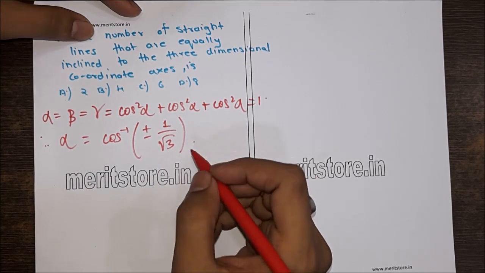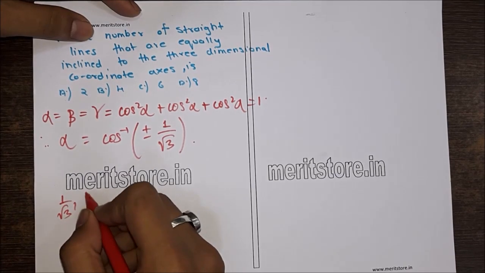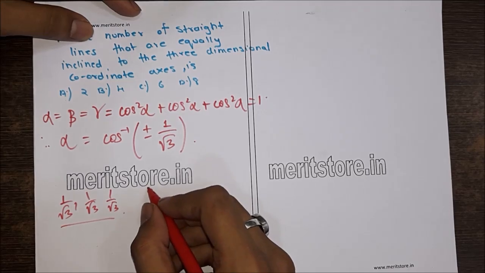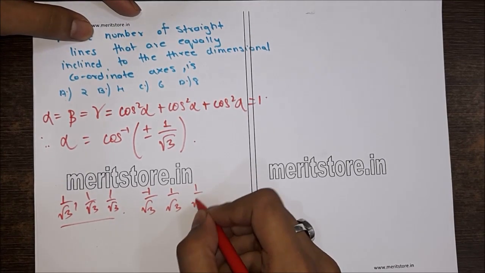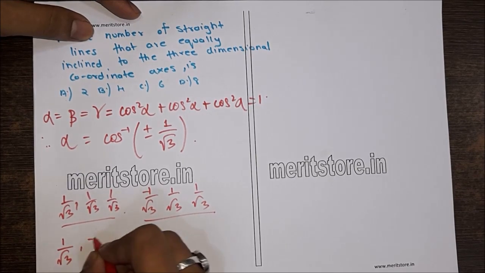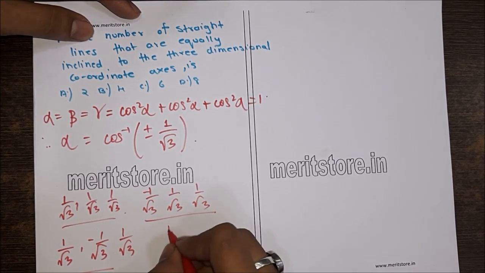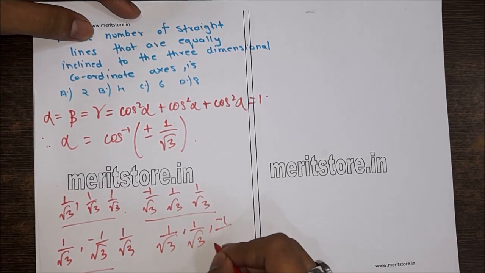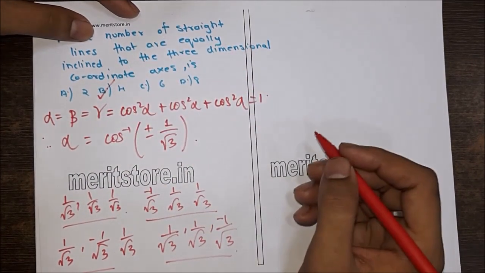So with this we conclude that there are 4 lines whose direction cosines are 1 by root 3, 1 by root 3, 1 by root 3. This is the first line. Then minus 1 by root 3, 1 by root 3 and 1 by root 3 is the second line. Then 1 by root 3, minus 1 by root 3 and again 1 by root 3 is the third line, and the fourth line is 1 by root 3, 1 by root 3 and minus 1 by root 3. So there are these 4 lines, and our correct answer is option B.